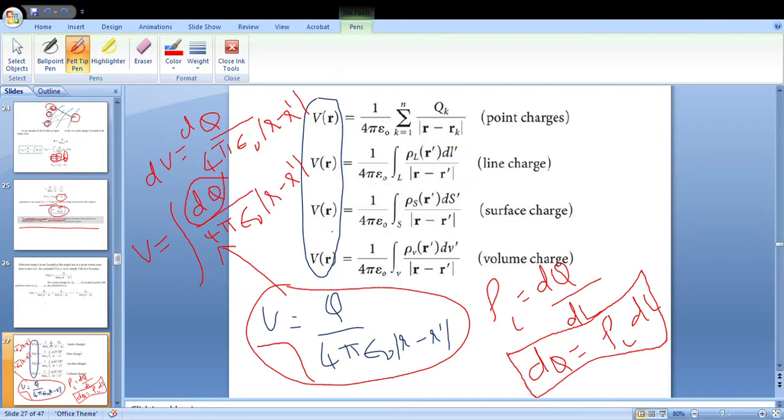Now next, for the surface charge, the same equation is used for everything here. How can we write dq for surface charge? It is rho s into ds. For volume, it will be rho v into dv, right? So you need to remember all these kinds of charge distributions, right? So we'll move on to the next slide.